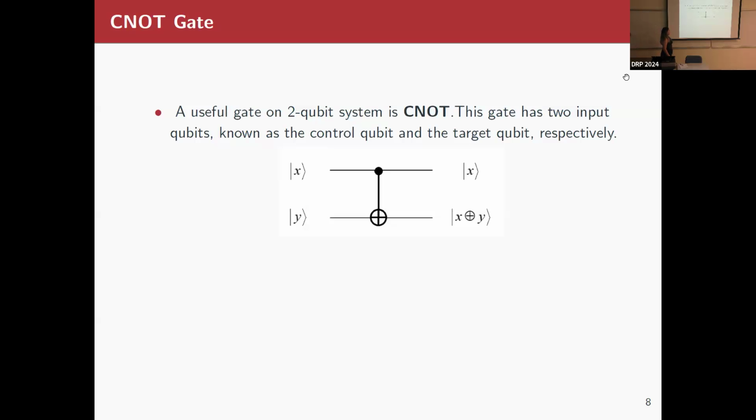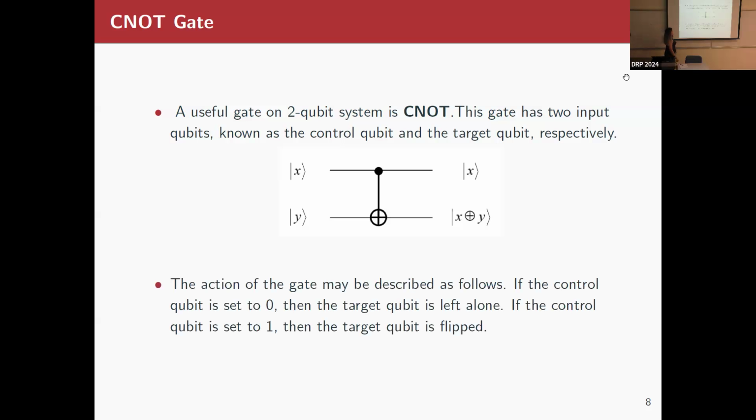Now the CNOT gate. The CNOT gate is a very useful gate on the two-qubit system. There are two input qubits. One of them is the control qubit, and the other one is the target qubit. We can describe the action like this. If the control qubit is 0, then the target qubit is left alone. If the control qubit is set to 1, then the target qubit is flipped, like if our control qubit is 01, let us say.